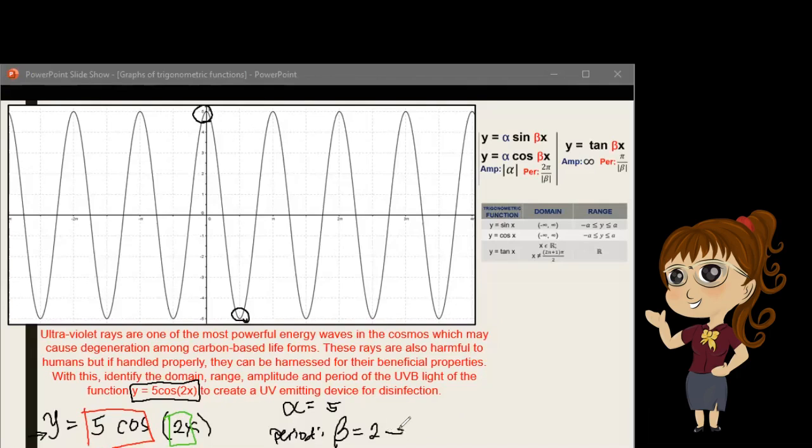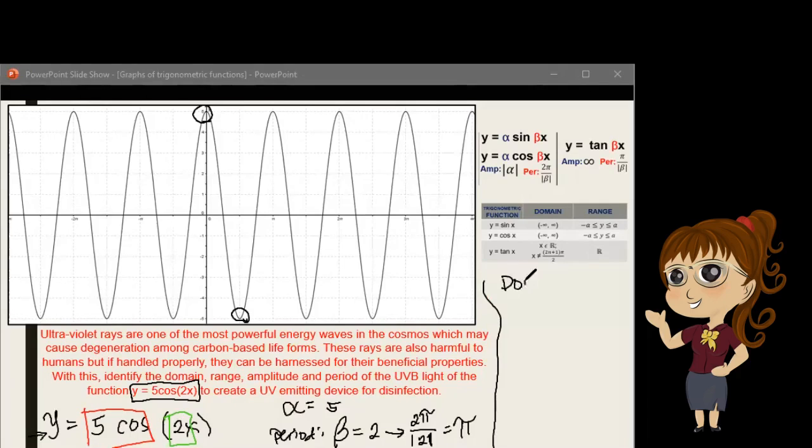And then we substitute that to the formula 2 pi over the absolute value of 2. Okay, so lowest term, get the lowest term. Let's have Eliza Joyce. What will be the period of our graph? Pi po, ma'am. Pi, very good. Sa mga nagchat po, very good. That's correct.